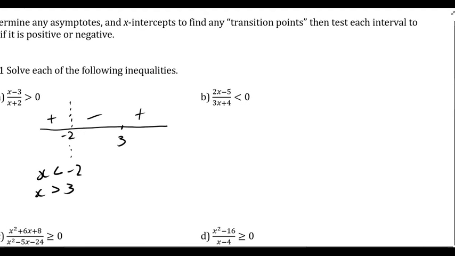All right, let's try another one. So why don't you take a crack at this one. It's going to be basically the same, just going to have some fractions. Find the vertical asymptote, find the x-intercept. There's only one of each. And come up with your intervals to test.